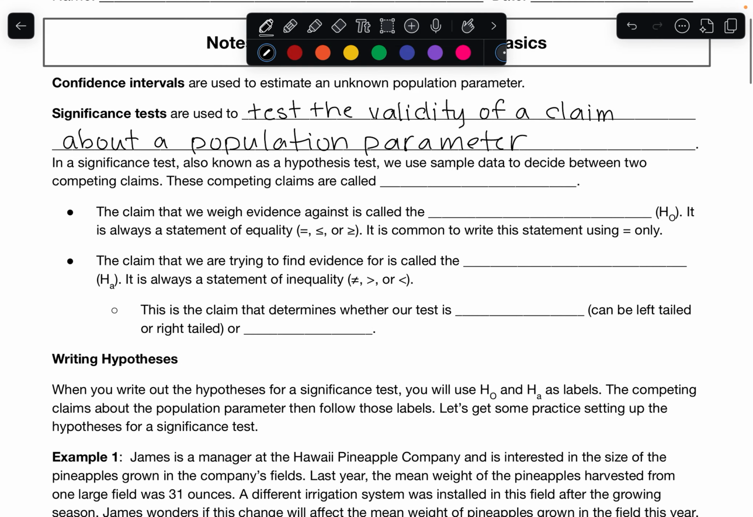We also call significance tests hypothesis tests. You'll see those two phrases used interchangeably. And hypothesis tests use sample data to decide between two competing claims. And those claims are called hypotheses, which is sometimes why these are called hypothesis tests.